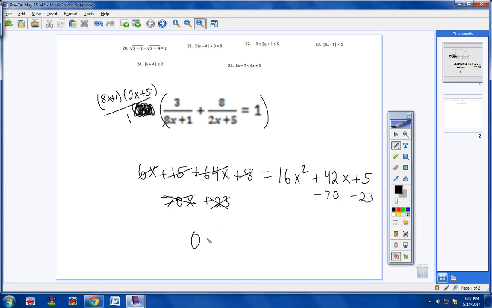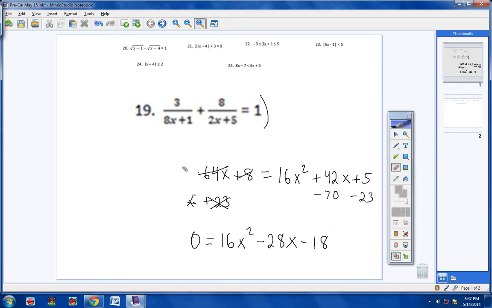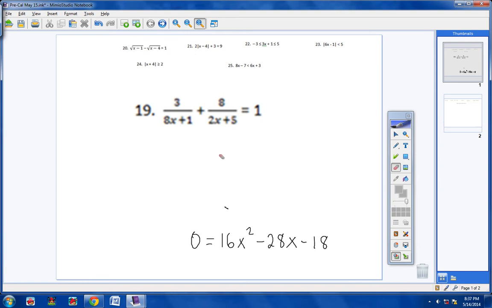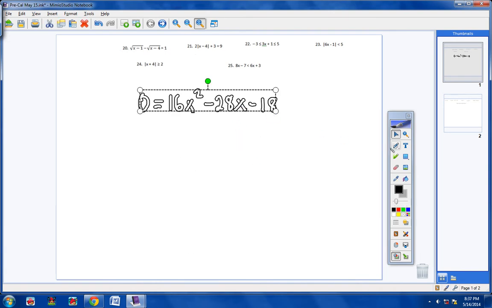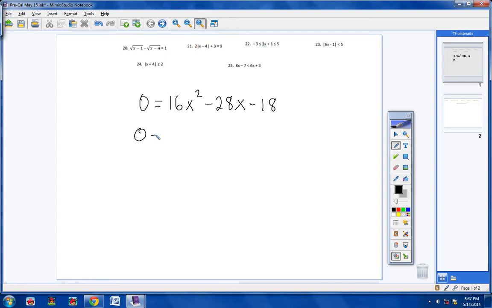And I'm going to be left with 0 equals 16x squared. Now let's see, it should be negative 28x minus 18. Okay, so I did all of that work and I've simplified the equation all the way down to this right here. And so now anytime you have a quadratic equation, we know this, you want to try to factor first. Well, I'm always going to pull out what's common. I mean, that makes it a lot easier.